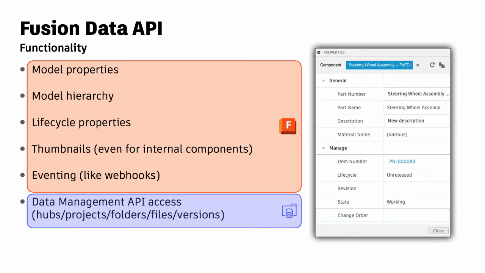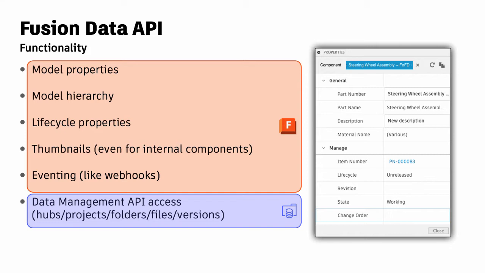Fusion Data is one part of the global cloud information model we are working on. This API focuses on the manufacturing side of things and provides the following: access to model properties like part number and description. Here I'm not talking about the new model properties API that is available in Autodesk Construction Cloud. This is about properties coming from the Fusion 360 model. The API lets you traverse the hierarchy of the model, including both internal and external subcomponents.